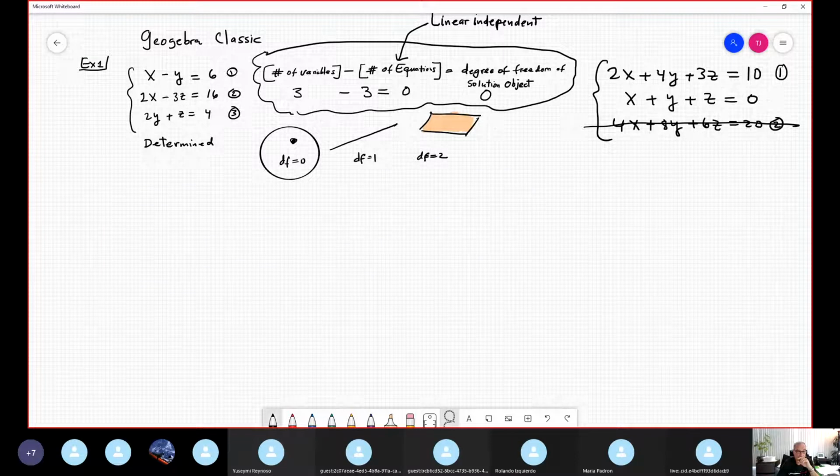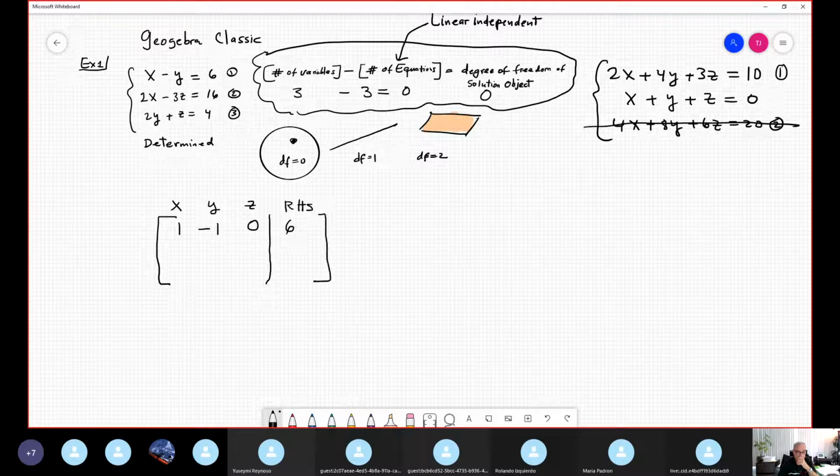Okay. Now I write in matrix language. A1 is 1, -1, 0. One line can separate the coefficients and the variables from the right-hand side number 6. Remember, this column is the column of the x, this column is the column of the y, this column is the column of the z, and this column is the right-hand side number.